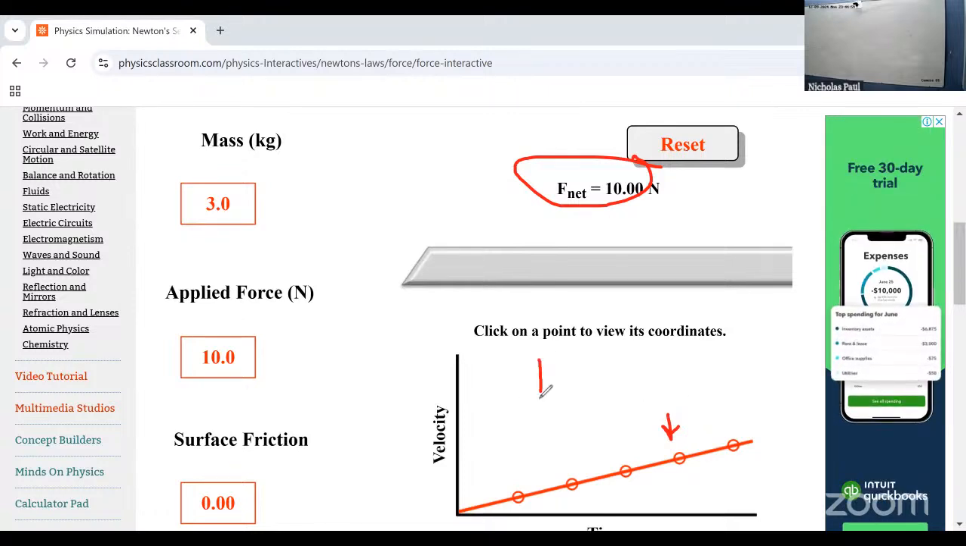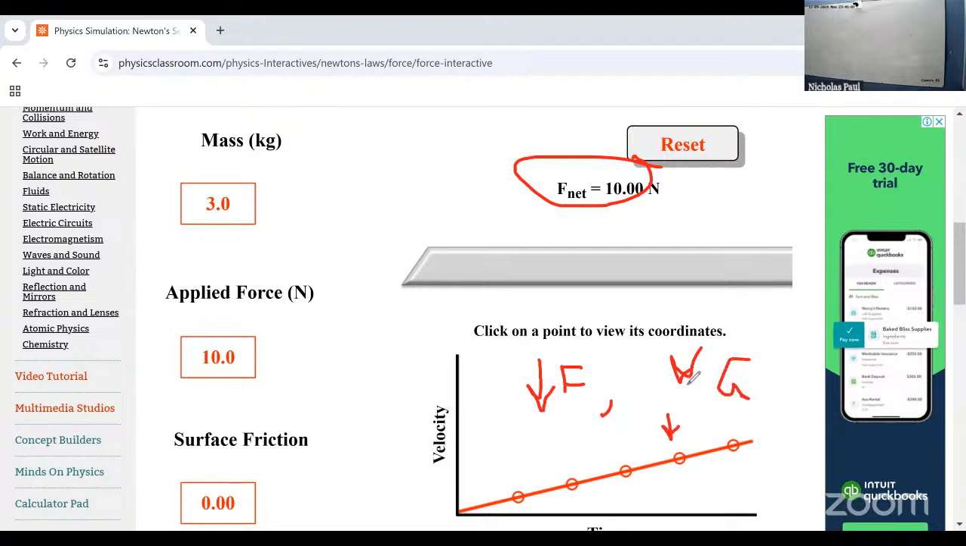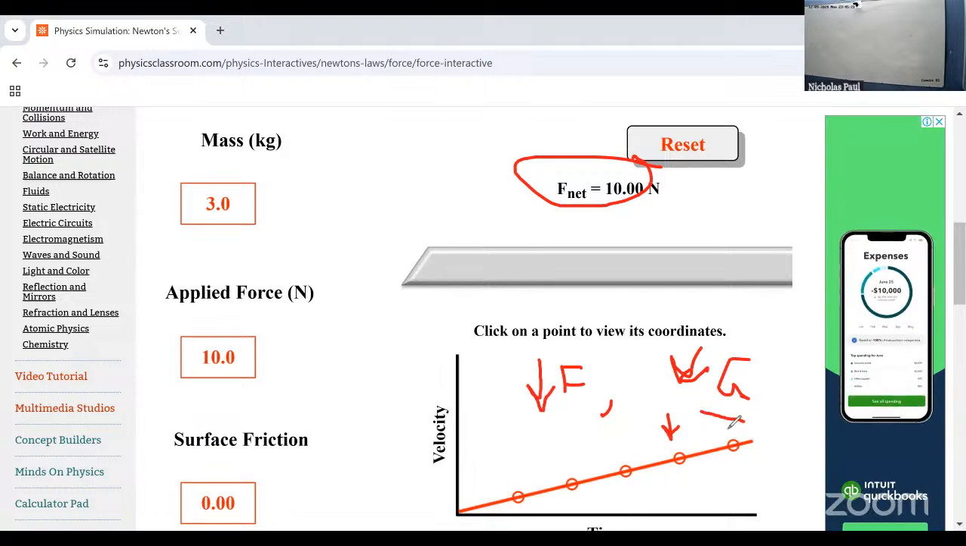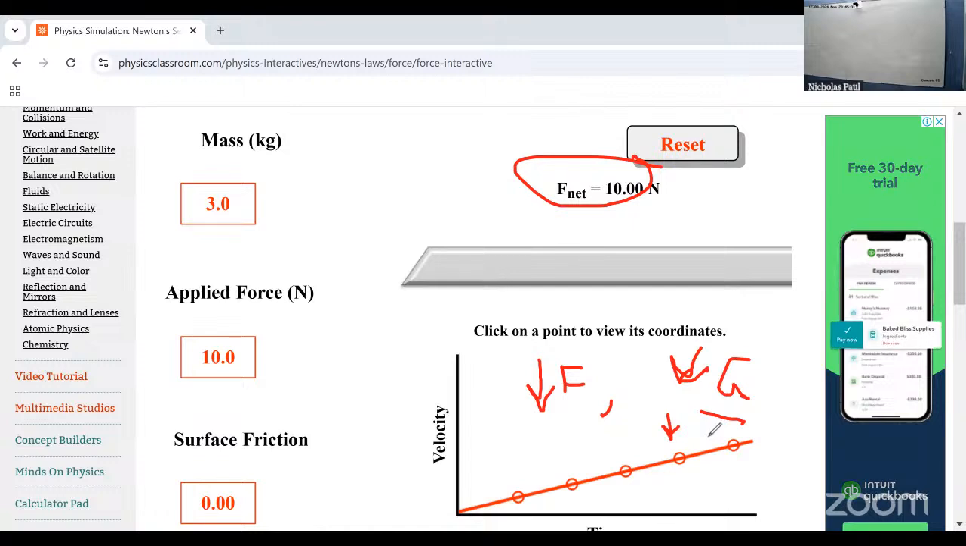So therefore, when I drop the force, I am also dropping the acceleration. What kind of relationship is that? That's good. Now, if I drop the force and the acceleration drops, what type of relationship is that? Directly proportional or inverse? Directly. Inverse is the other way around.